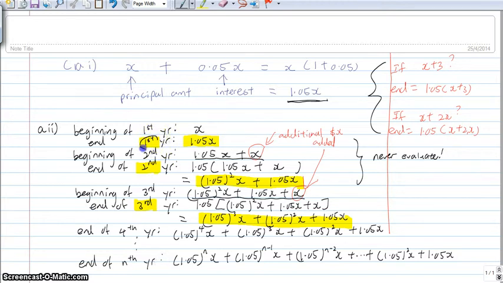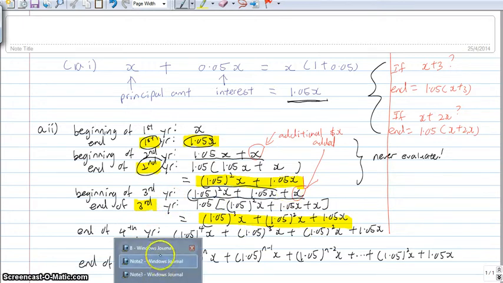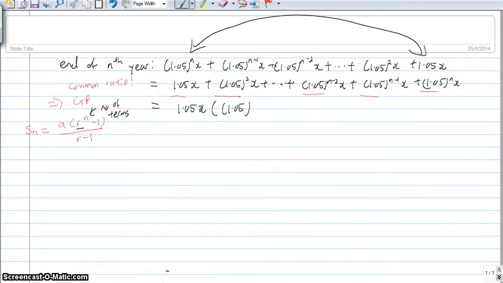When it's the first year, I have 1 term. Second year, I have 2 terms. Third year, 3 terms, and so on. So if it's n years, I expect n terms. Don't always assume it's n. You need to double check and make sure that it's n. Sometimes it may be n minus 1. So here I know the number of terms is n, so I write n.